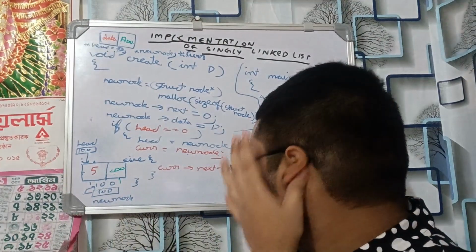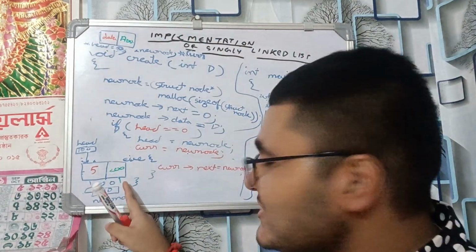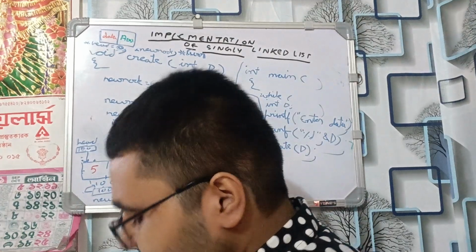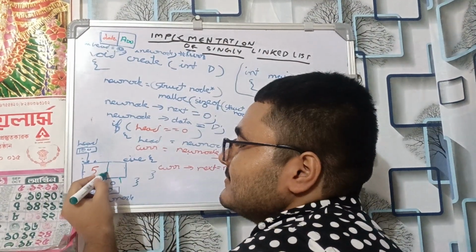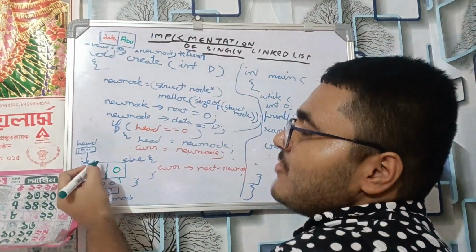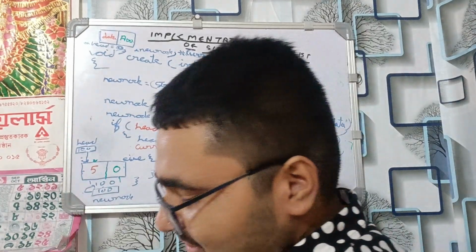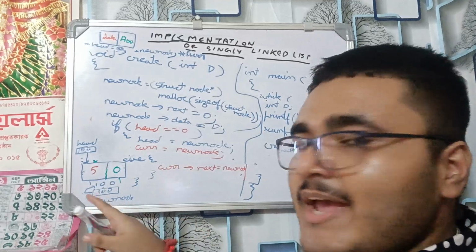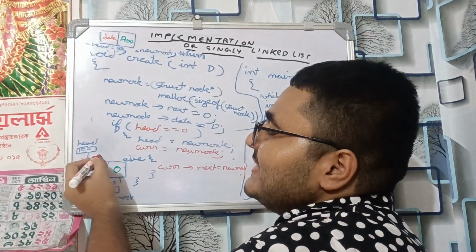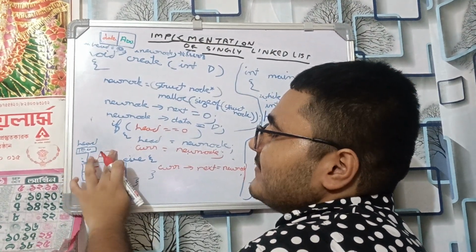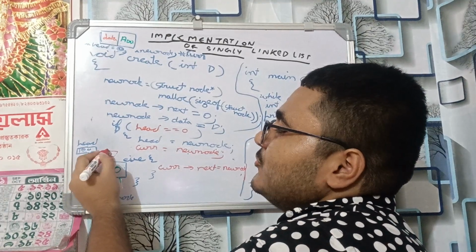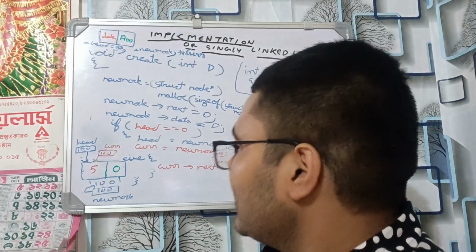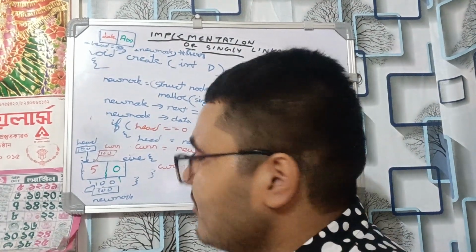Say suppose this is the first node I have created. Fine. And initially it is pointing to 0. And also current is pointing to this node now. Because when head equal to 0, head equal to new node, current equal to new node. So current is also pointing to this node. Fine. Current is pointing to this node. Now, what can I write?